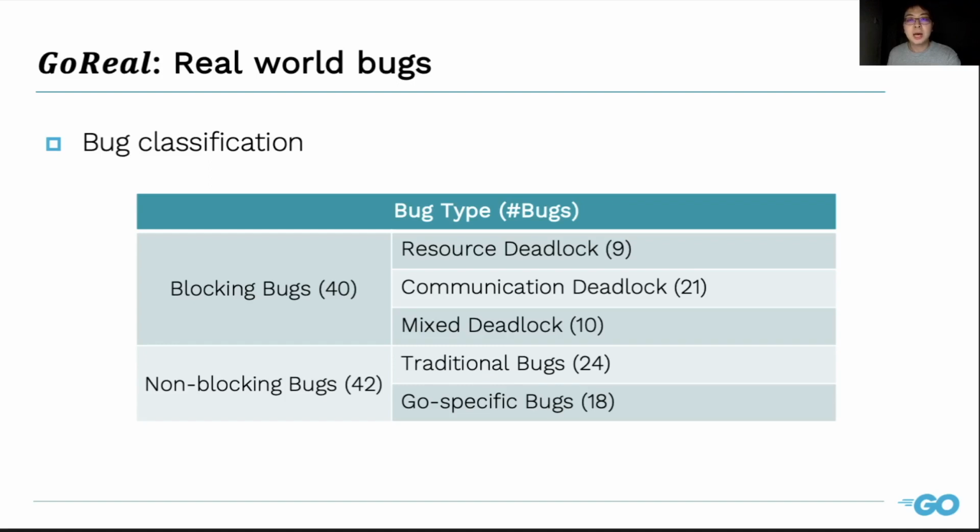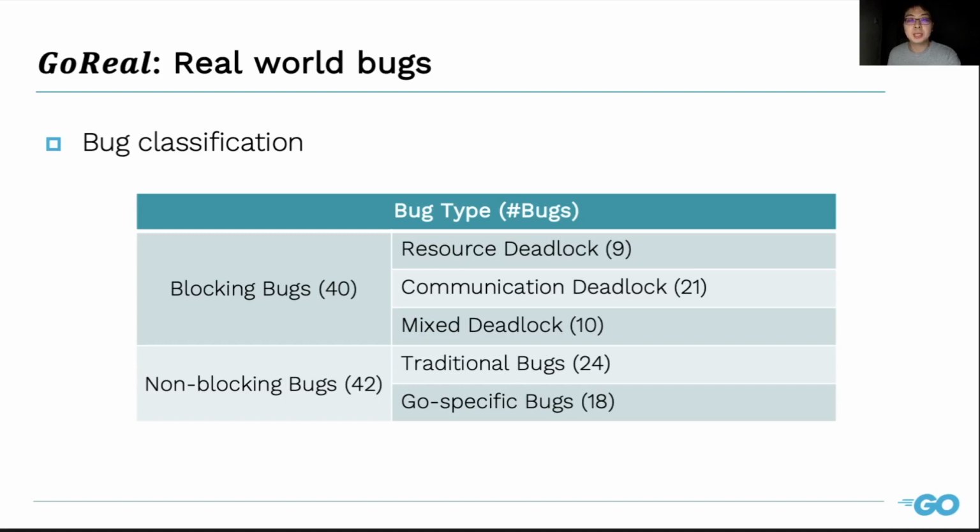Communication deadlocks are all caused by channels or condition variables. The misuse of the context library in Go also contributes to communication deadlocks. The mixed deadlock is caused by misuse of both locks and channels.